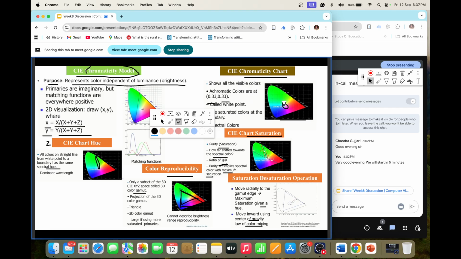Again, I am repeating: if we move from the white point to the boundary, that is the saturation operation. If we move from the boundary to the white point, that is the desaturation operation. And the desaturation operation can be calculated by using this CG law, or center of gravity law.